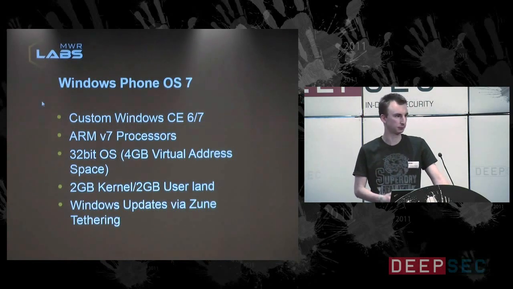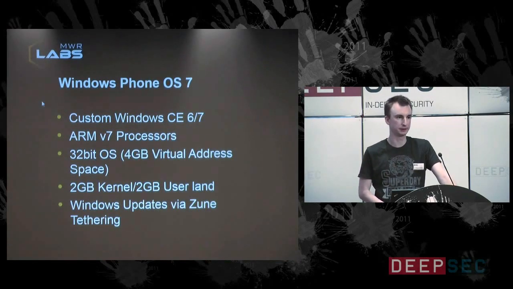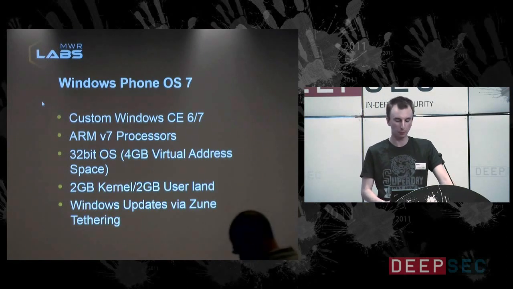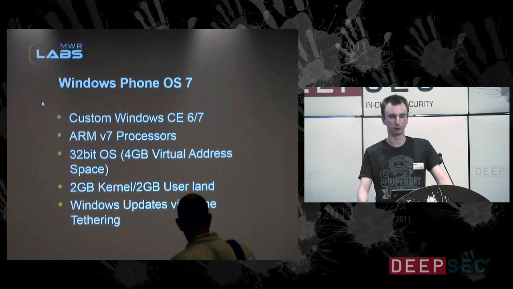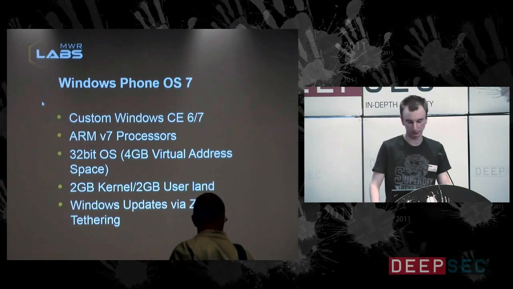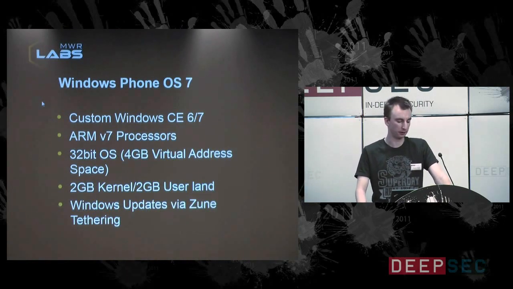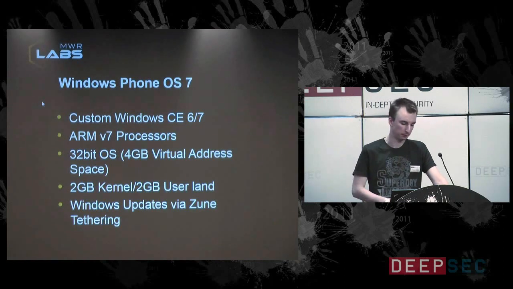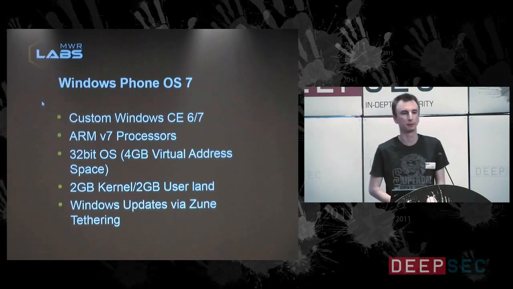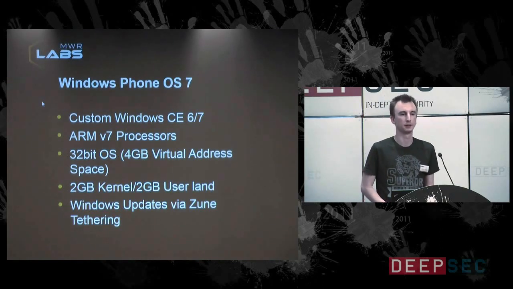So the OS, well, it's based on Windows CE. It's somewhere between 6 and 7, I think, where the code base was forked and customizations were made for Windows Phone to support the new phone platform. All the phones on the market currently run ARM architecture CPUs with a 32-bit address space per process. So that gives you 4 gigabytes of virtual address space, which is divided up into 2 gigabytes for the kernel and 2 gigabytes for the user land.